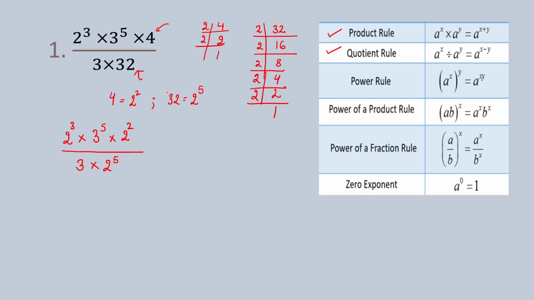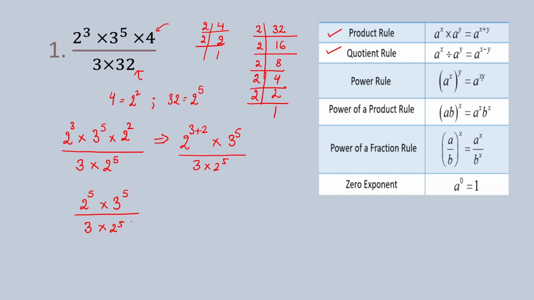So check the numerator. We have 2 raised to the power 3, 2 raised to the power 2, same bases. Exponents are different, so we will apply law number 1, which says add the exponents. This will give you 3 plus 2, into 3 raised to the power 5, whole upon 3 into 2 raised to the power 5. Now this will give you 2 raised to the power 5 into 3 raised to the power 5 upon 3 into 2 raised to the power 5.